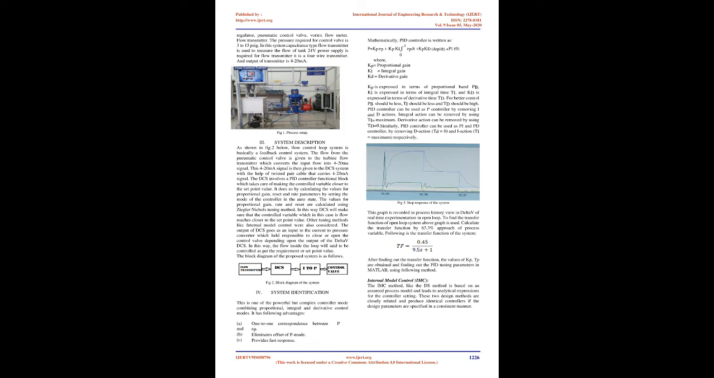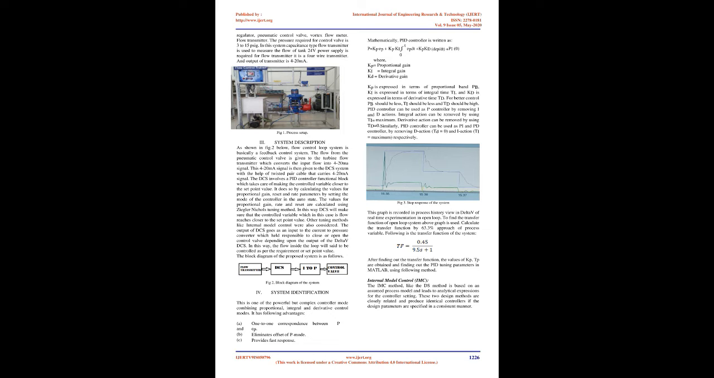Today, DCS and SCADA systems are very similar, but DCS tends to be used on a large-scale process plant. 3. Process setup. The process hardware setup is shown in Fig. 1. The flow control loop components are an air filter regulator, pneumatic control valve, vortex flow meter, and flow transmitter. The pressure required for the control valve is 3 to 15 psig.